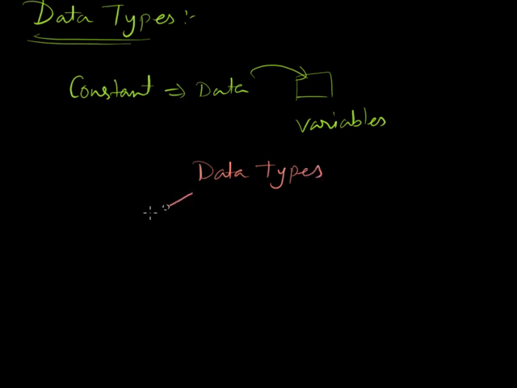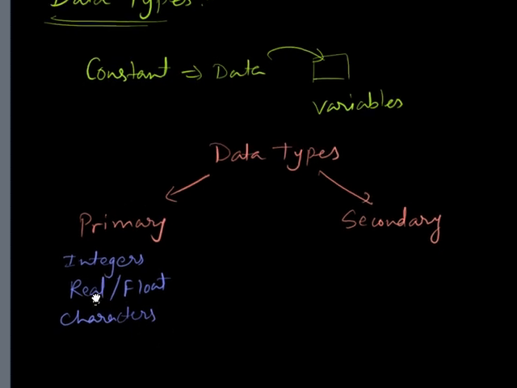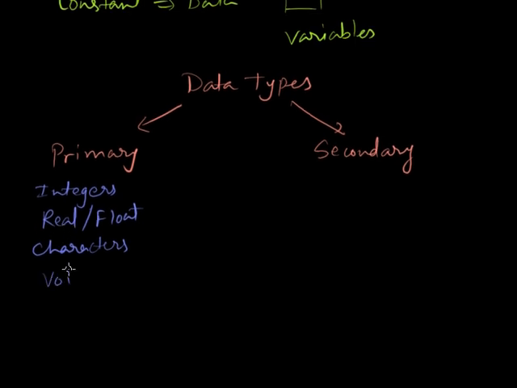Data types are of two categories. One is primary, the other is secondary. Primary and secondary. The types of constants and variables are called primary data types, which include integers, real or floating point numbers, and characters. Now there is one more type of primary data type known as void. Void means literally nothing. We'll come to it later. Now remember that the primary data types are integer, float, character, and void.